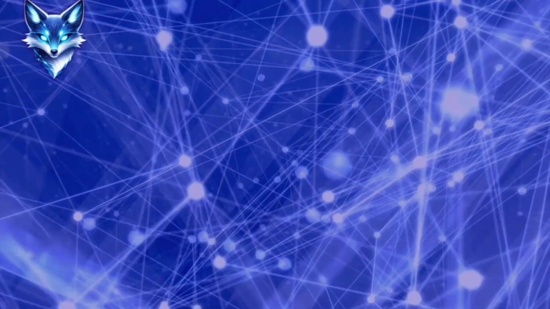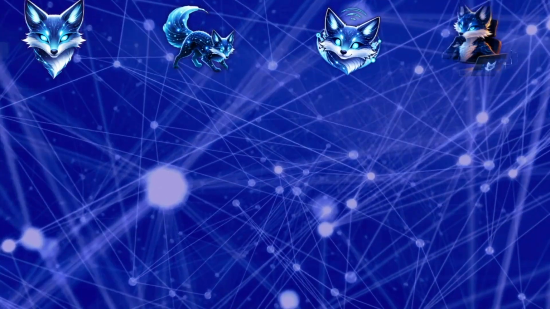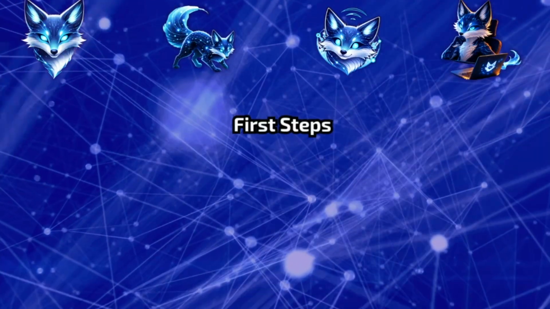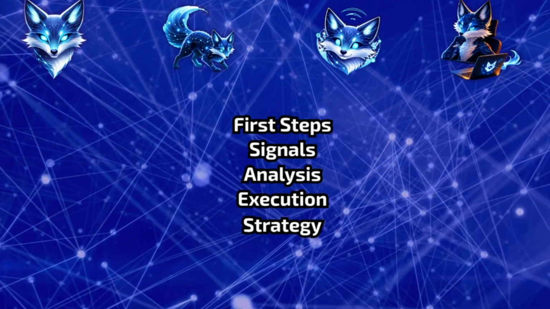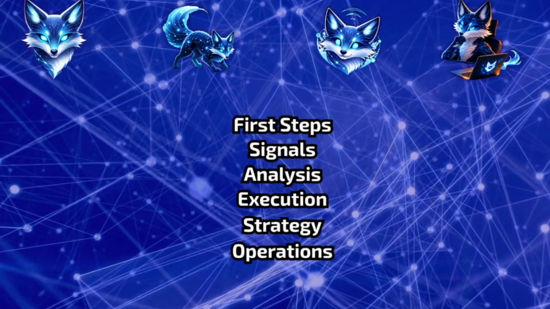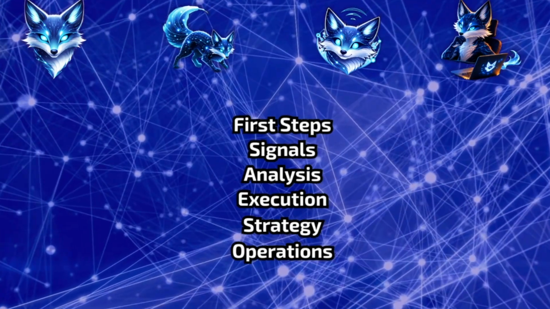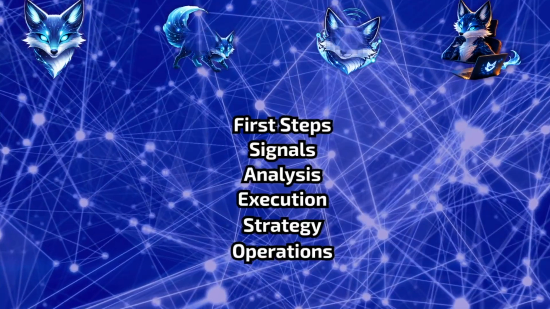In this demo, you're going to see all of Scout SEO's modules and their features. To keep things organized, we'll group them into 6 major sections: first steps, signals, analysis, execution, strategy, and operations. If you want to learn about any module in more detail later, we also have a collection of shorter demos that take a deeper look at each feature.